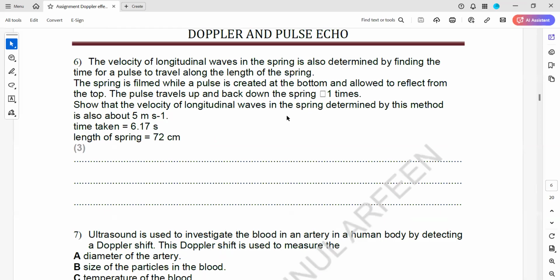The velocity of the longitudinal wave in a spring is also determined by finding the time for a pulse to travel along the length of a spring. The spring is filled while the pulse is created at the bottom and allowed to reflect from the top. The pulse travels back up and then returns. This shows that the velocity of a longitudinal wave in a spring determined by this method is about 5 meters per second. The time is given and the length of the spring is also given.